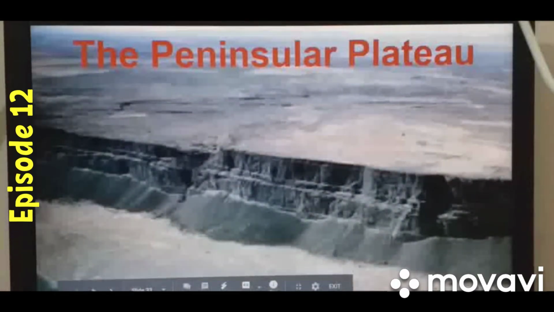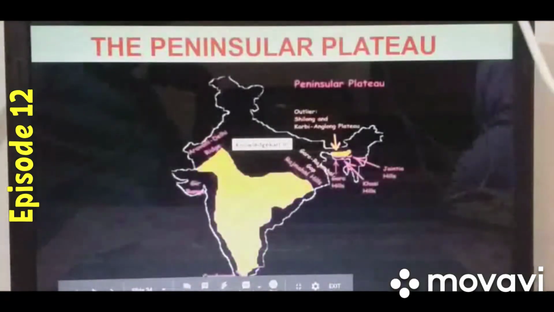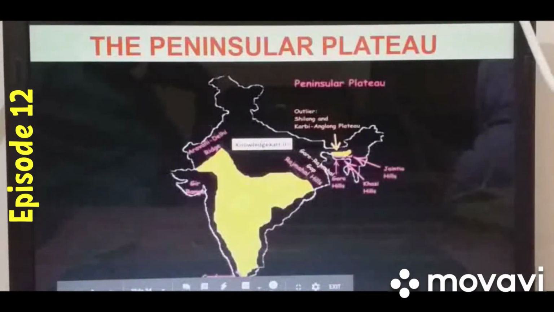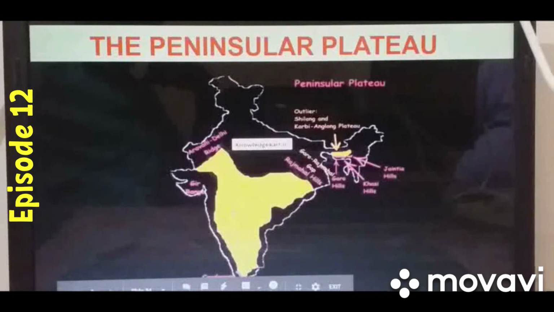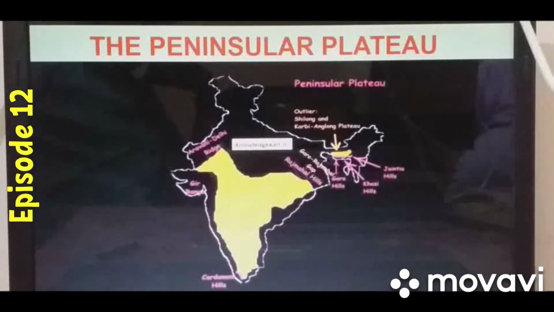Now children, here you can see the map of the Peninsular Plateau. This is India, and this yellow portion is the Peninsular Plateau. The whole area marked with yellow is the Peninsular Plateau. Now the question arises: why is this Indian plateau in South India known as the Peninsular Plateau?